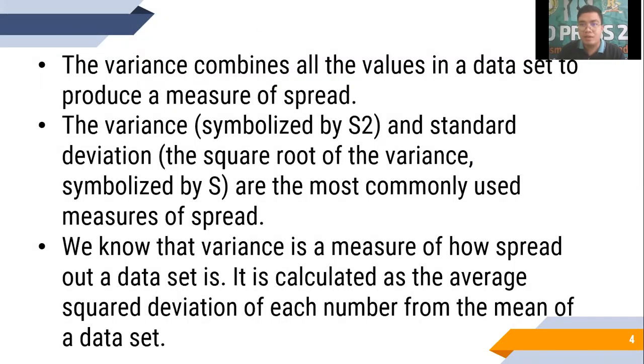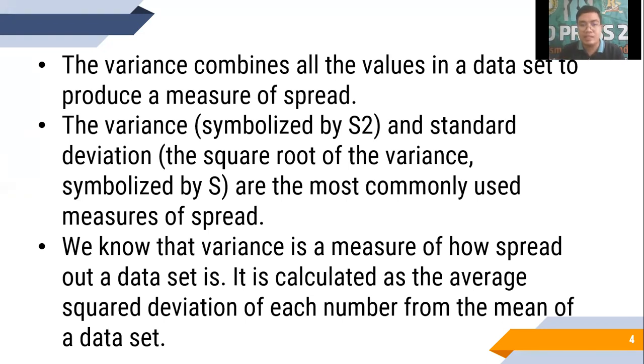Now, in this lesson, we will tackle the variance. Variance combines all the values in your data set to produce a measure of the spread. That's why it is called a measure of dispersion. It is symbolized by S squared, and in some cases by a sigma squared. Standard deviation is the square root of the variance, symbolized by S. These are, again, the most commonly used measures of spread.